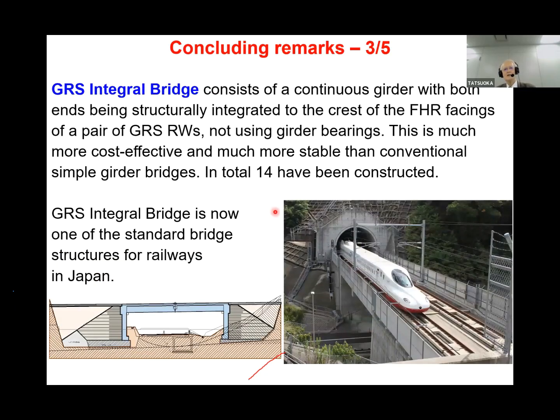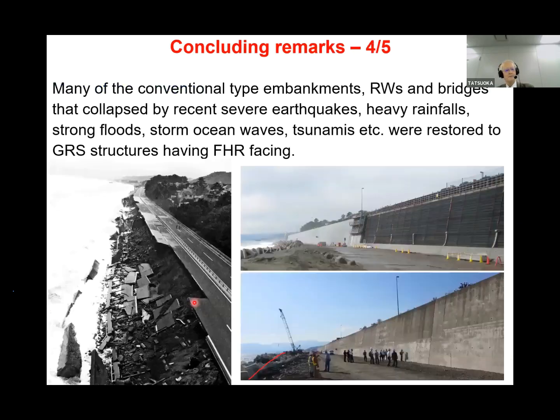GRS integral bridge consists of a continuous girder with both ends being structurally integrated to the crest of the full-height rigid facings of a pair of GRS retaining walls, not using girder bearings. This is much more cost-effective and much more stable than conventional simple girder bridges. In total, 18 have been constructed. Many are now under design. GRS integral bridge is now one of the standard bridge structures for railways in Japan.